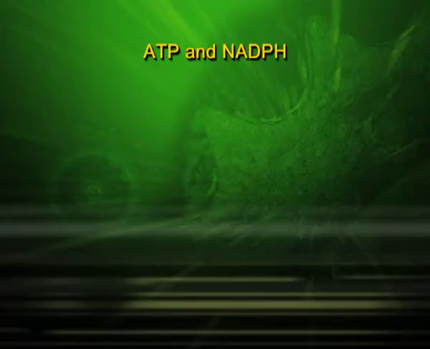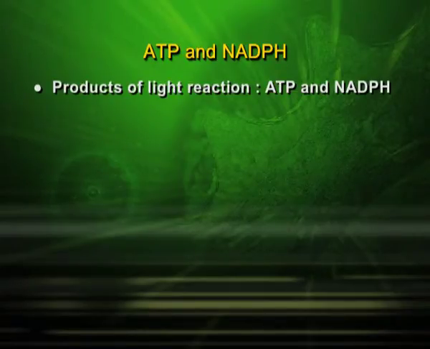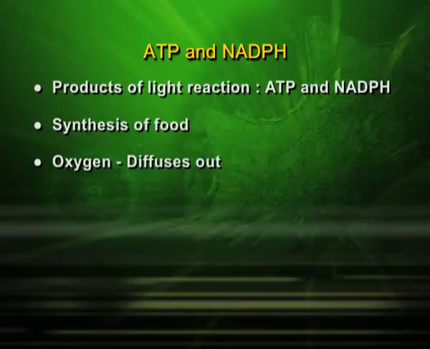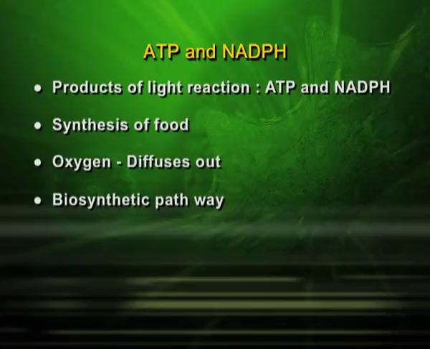We know about ATP and NADPH. These are the products of the light reaction. Please remember, the production of ATP and the production of NADPH are products of the light reaction. Now, we move forward with this. It will result in the synthesis of food, and also the release of oxygen, we know the details, and this is a biosynthetic pathway. Now, this biosynthetic pathway we are calling the dark reaction.